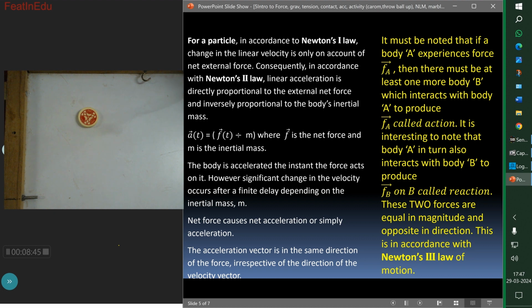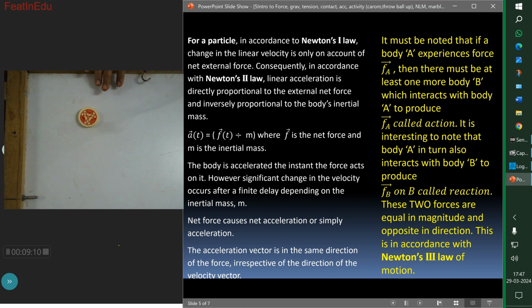Correct? See, I am again using the word inertial mass. So there are other types of masses. The body is accelerated the instant the force acts on it. However, significant change in the velocity occurs only after a finite delay depending upon the inertial mass M. I suppose this is clear. Net force causes net acceleration, or simply acceleration.